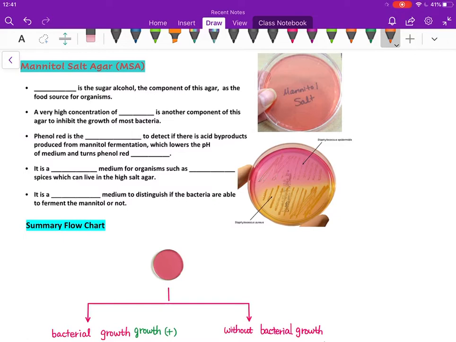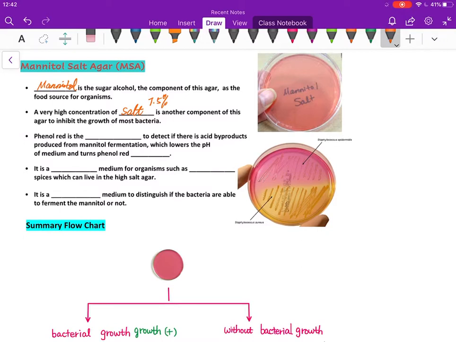So first, what is mannitol? Mannitol is a sugar alcohol. Basically, it is a carbohydrate, which is a food source for the organism. And next, the salt. There is a very high concentration of salt in this agar, which is at 7.5%. It's pretty high, and it's to inhibit the growth of most bacteria.